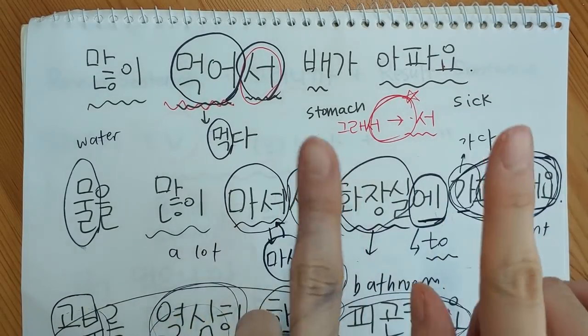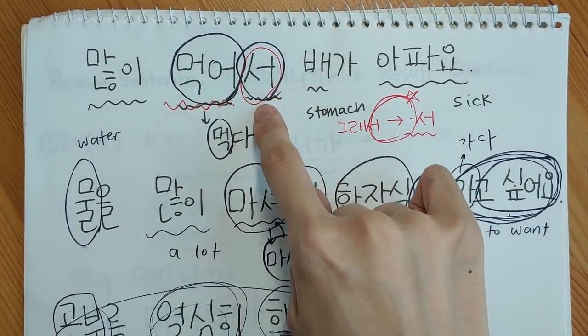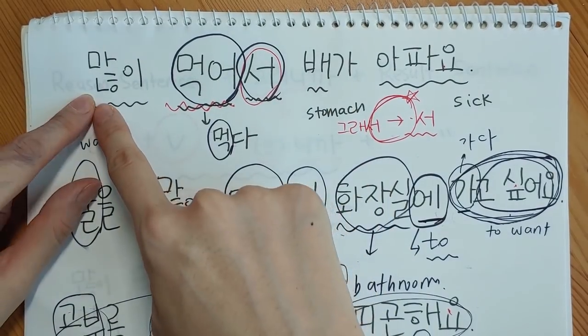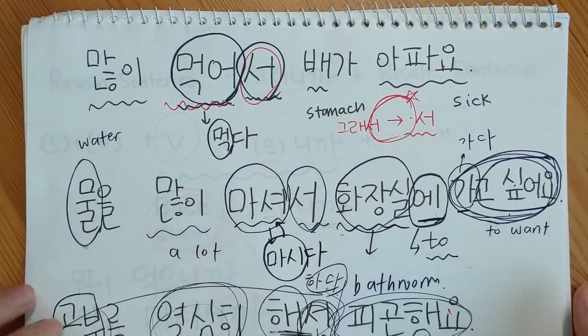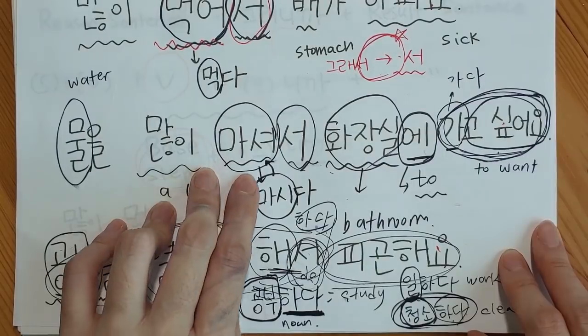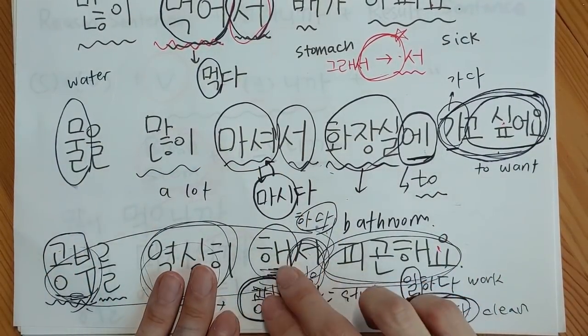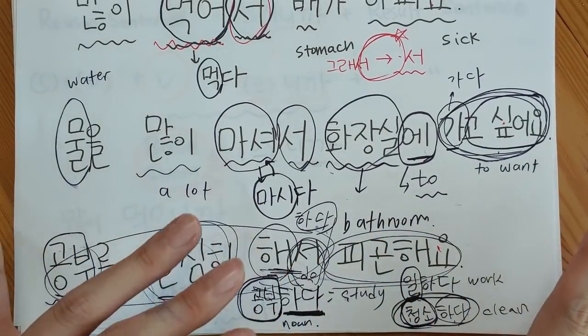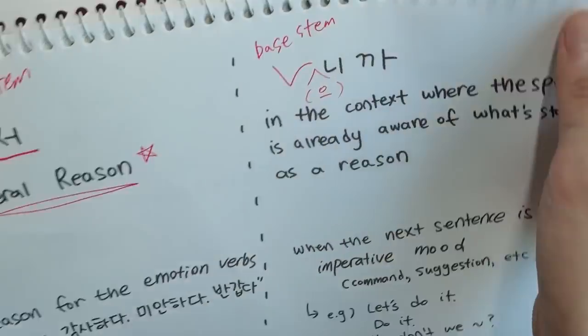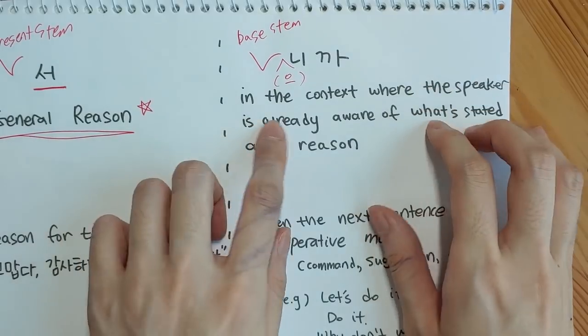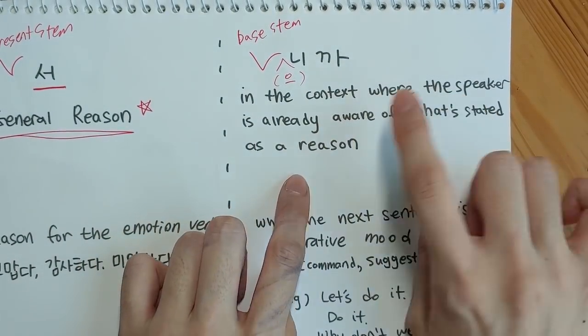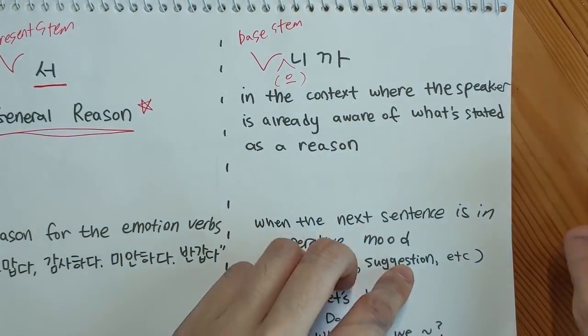However, it is not entirely wrong if you replace 서 with 니까 and say 많이 먹으니까 배가 아파요. 물을 많이 마시니까 화장실에 가고 싶어요. 공부를 열심히 하니까 피곤해요. It's not entirely wrong in the context where the speaker is already aware, or sorry, not speaker.